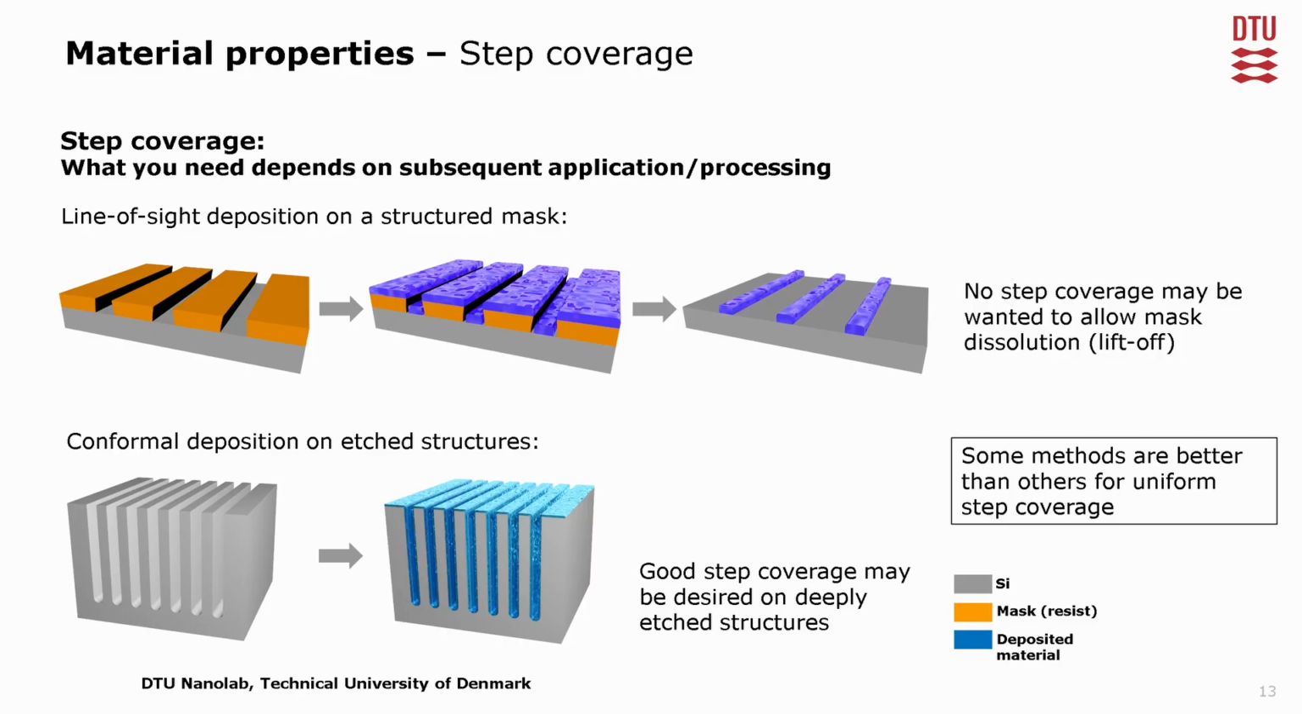Different deposition methods provide different types of step coverage. Evaporation methods typically result in insufficient step coverage, while chemical vapor deposition, CVD, or atomic layer deposition, ALD, generally provide good step coverage. Sputtering can be tuned to achieve varying degrees of step coverage, but it's usually poorer than CVD and well below ALD.